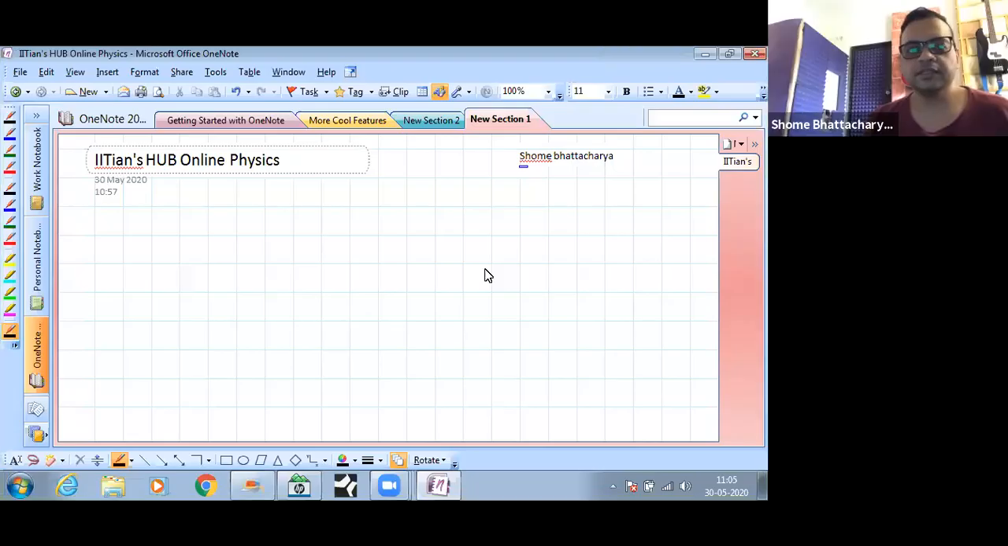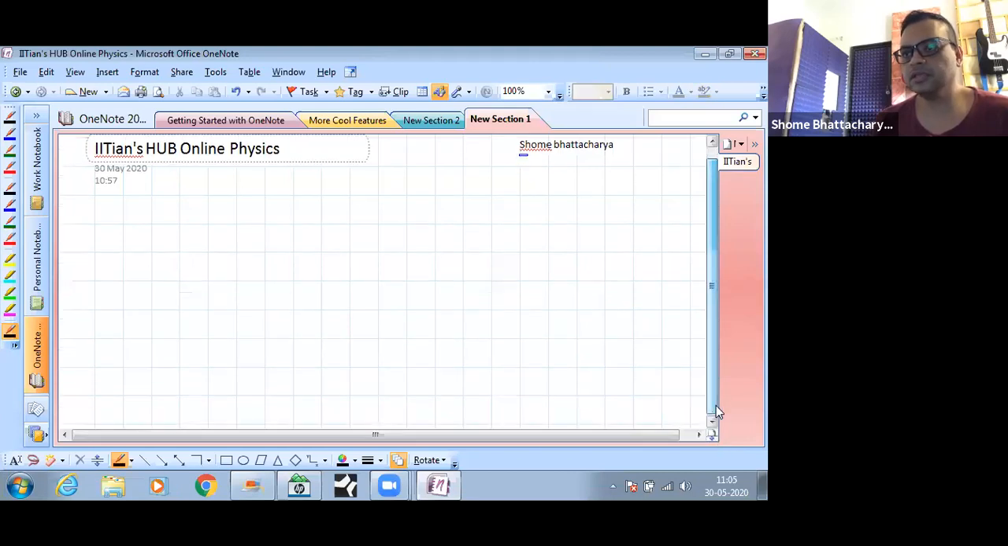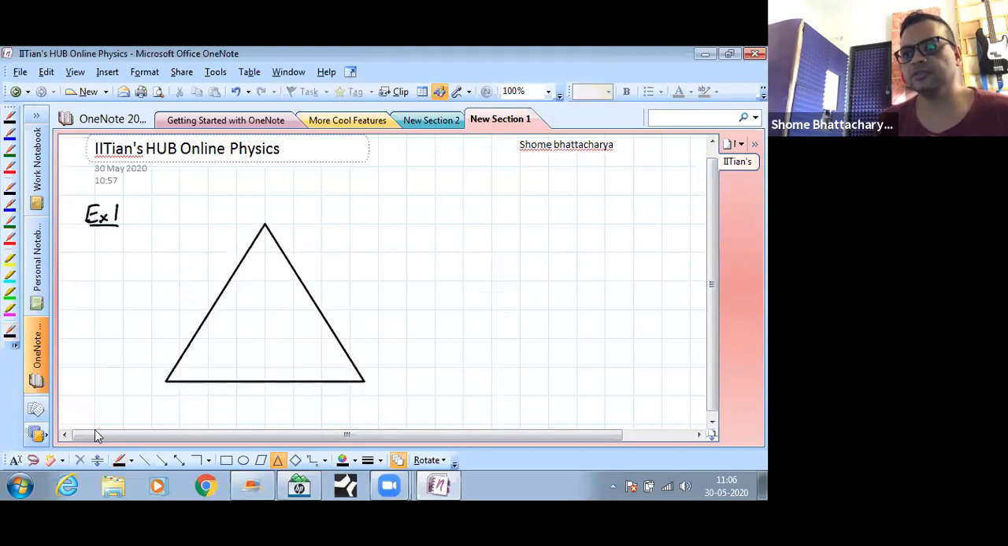So we will start with one of the problems that people have asked for discussion as a doubt. It's a kinematics problem. Example one for today is this one. You have that pretty standard situation of three particles at the corners of a triangle.